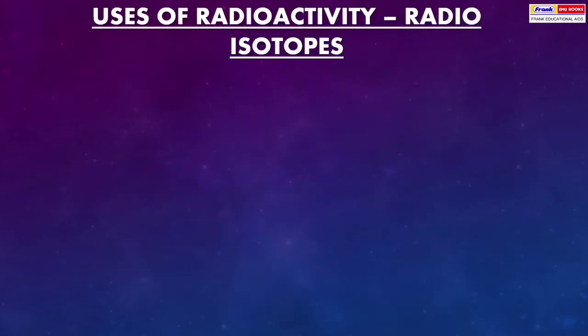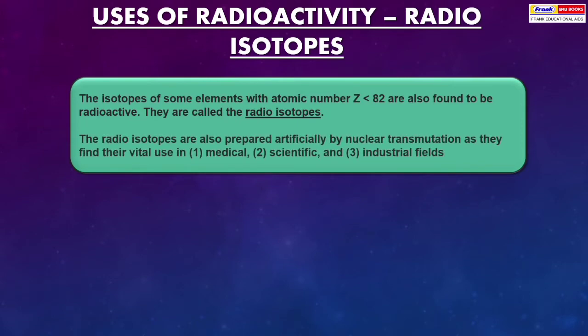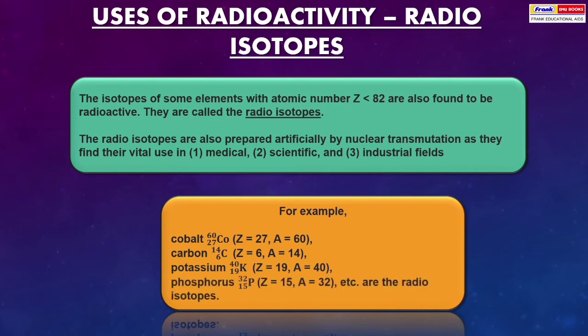Uses of radioactivity, radioisotopes. The isotopes of some elements with atomic number Z less than 82 are found to be radioactive. They are called radioisotopes. The radioisotopes are also prepared artificially by nuclear transmutation as they find their vital use in medical, scientific, and industrial fields. For example, cobalt Z=27, A=60, carbon C Z=6, A=14, potassium K Z=19, A=40, phosphorus P Z=15, A=32, etc.